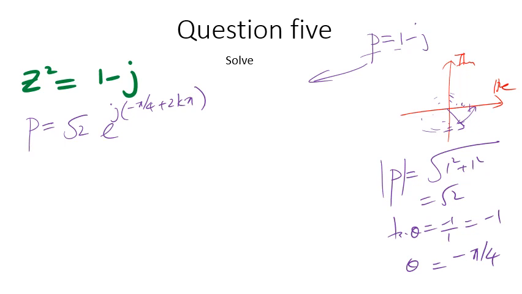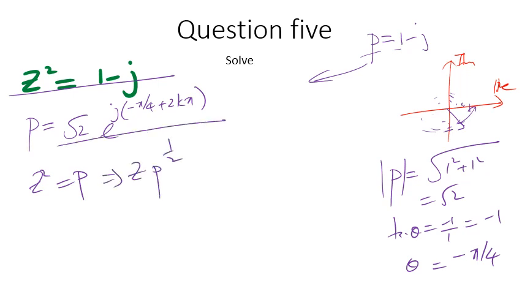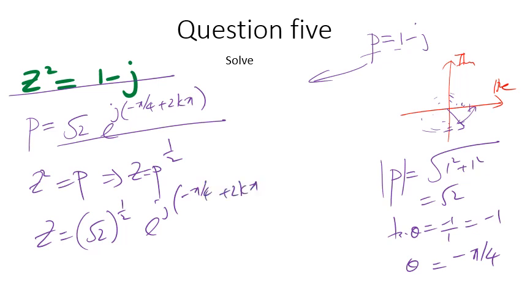So essentially what we're looking at, if you've got z squared equals p, that's the original question, then it tells me that z is p to the power half. But what is p? It's this guy. So of course, z is now equal to the square root of 2 to the power half, e to the j, watch this, minus pi by 4 plus 2k pi all over 2. That's it. So we have two solutions here. We're going to have k equal to 0.